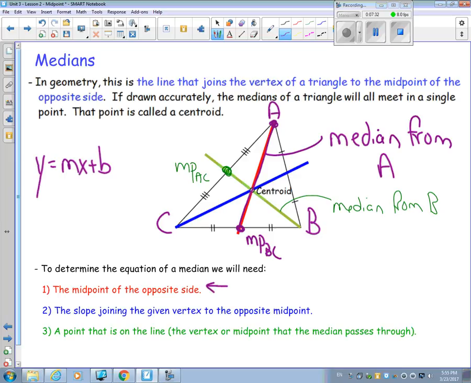Step number 2 is figure out the slope of that line. Use your starting point and your ending point to find your slope. And step number 3, you have to solve for b, find the y-intercept. And we can do that if we know a point on the line. We actually know 2 points on every line. We know the vertex we started at or the midpoint of the opposite side. Now that's going to seem a little confusing, all that stuff right there. So we're going to try some examples. I'll do the first one, and hopefully you pause it and try the second one yourself.